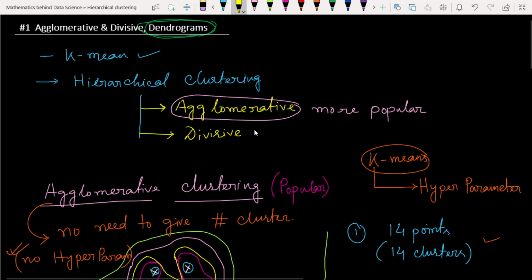Because of these advantages, hierarchical clustering is the most popular clustering technique among all. In the next chapter we will see density-based clustering. Then you will see there are some advantages over hierarchical clustering too, but hierarchical clustering is itself a popular technique. We will see the mathematics behind it in the next chapter.